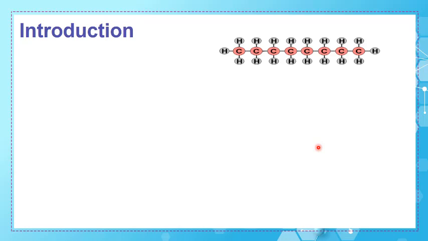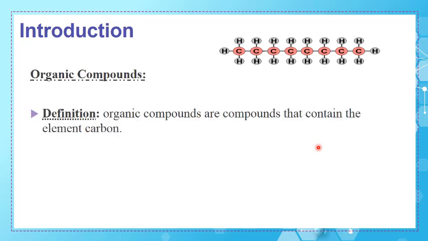First of all, let's do an introduction, which is a kind of recall about organic chemistry or organic compounds. What is an organic compound? Organic compounds are compounds that contain the element carbon. So this is an example of an organic compound. As we can see, it must contain a carbon atom in it.